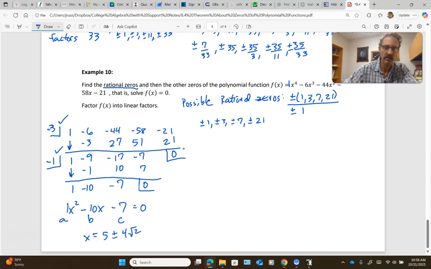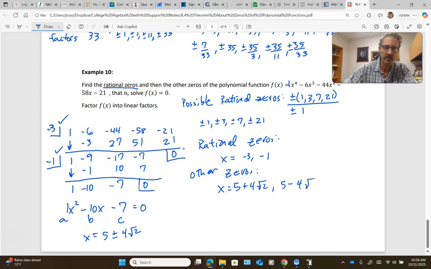Okay. Alright, so when I go to list my zeros, I found all 4 of them now. My rational zeros are x equals negative 3 and negative 1. My other zeros, so this could include both your irrational zeros and your imaginary, my other zeros are x equals 5 plus 4 square root of 2 and 5 minus 4 square root of 2. Okay.